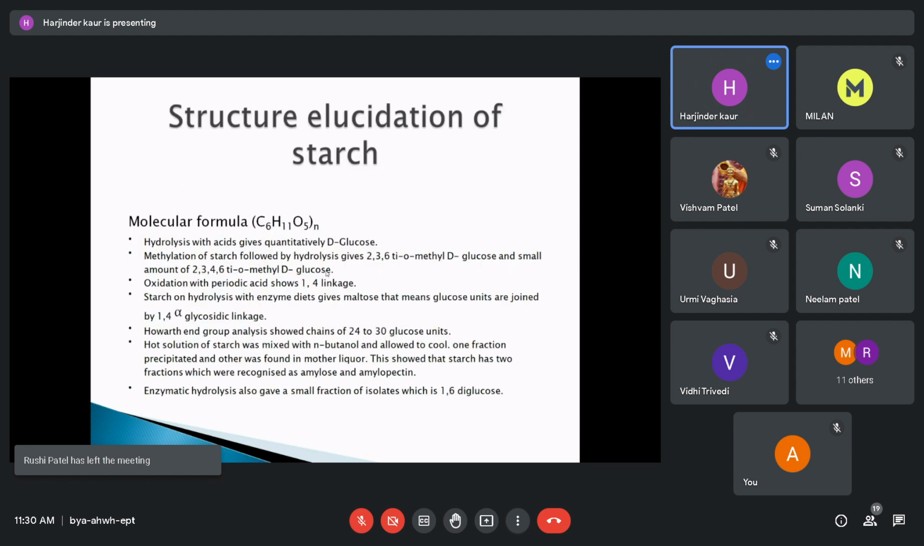Okay. So the inferences obtained were that there are 24 to 30 glucose units in one straight chain, and a hot solution of starch, when mixed with n-butanol and allowed to cool, gives one fraction that precipitates and another fraction that remains in the mother liquor. This showed that starch has two fractions, which were recognized as amylose and amylopectin. So amylose and amylopectin were separated using the hot n-butanol solution.